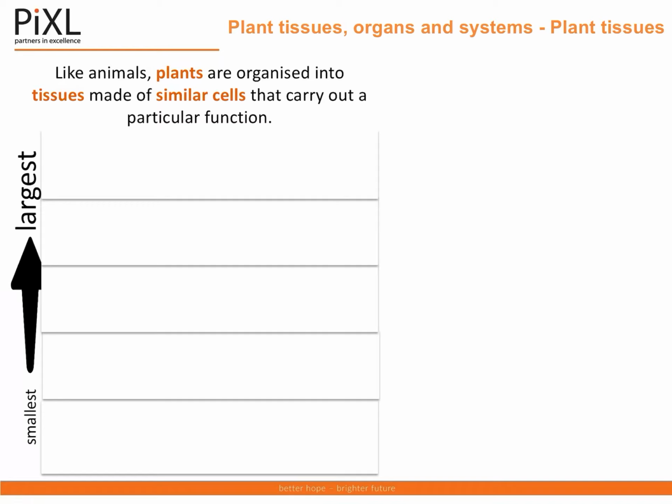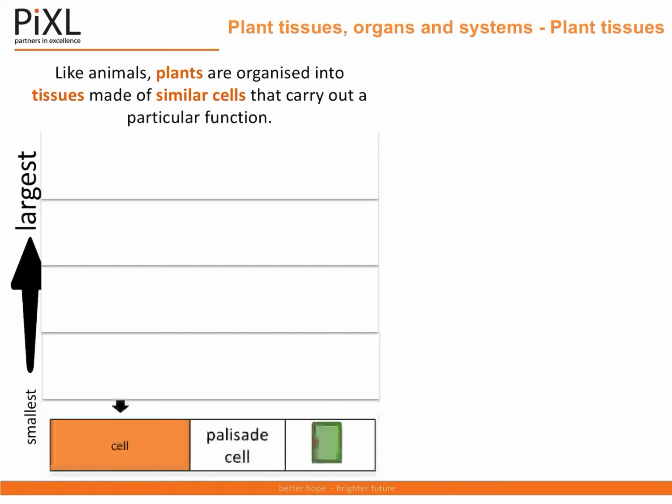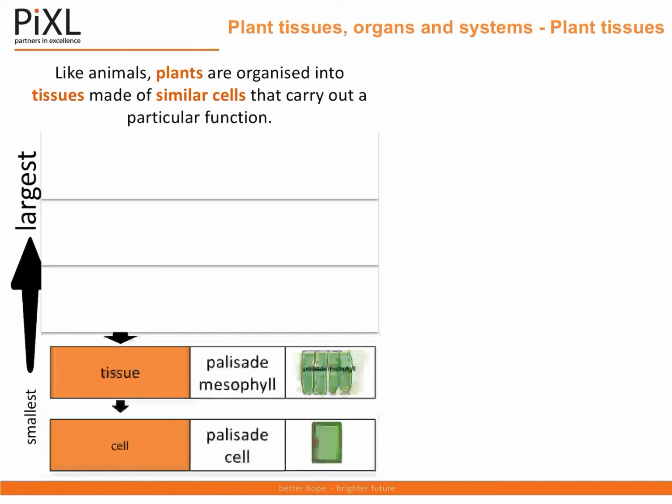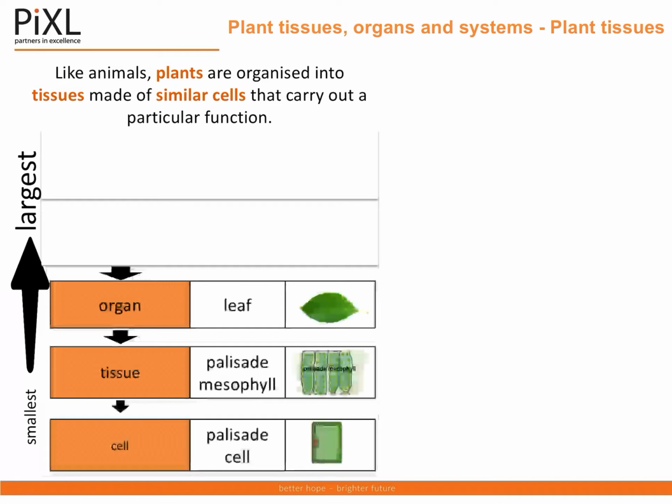So the smallest thing we have is the cell, for example, in a plant, a palisade cell. The next step up, lots of cells will come together and they will make a tissue. For example, palisade cells come together to make palisade mesophyll tissue. These tissues will come together to make an organ. So lots of different types of tissues within a plant will come together to make the leaf.